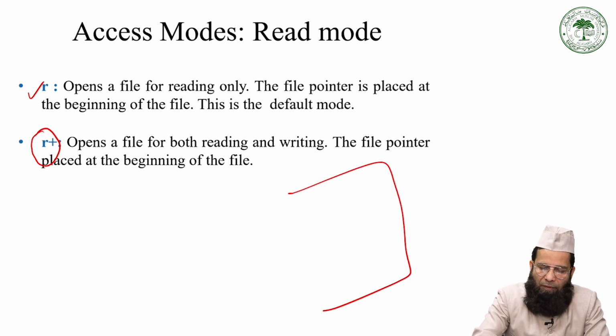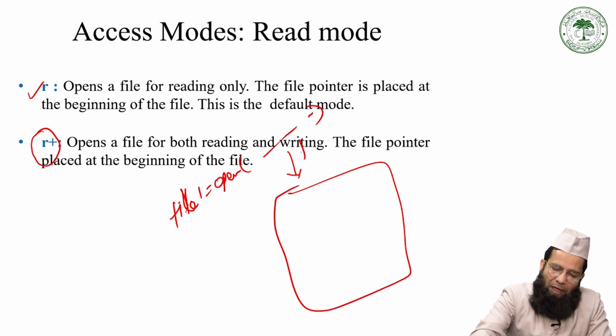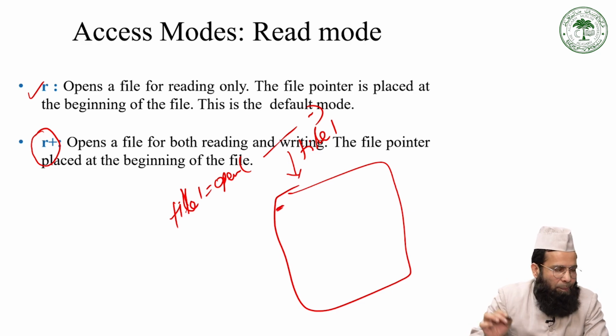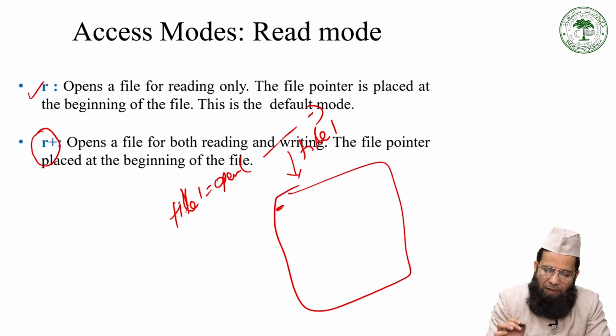Once you have opened a file, let's say file1 is equal to open, and so on, you have written this code. This is the file1 object, and once you have opened this file for read purpose, the file pointer would remain at this position. You can manipulate this file pointer. There is a special function through which we can manipulate it, which we'll discuss. But as soon as you open a file for read purpose, your file pointer would be here, and then you would move on to read the content of the file.